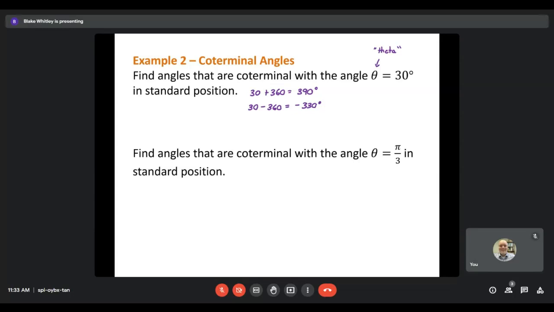And there will be times in the homework where you're asked to find two positive angles that are coterminal, or two negative angles that are coterminal. So just be sure to either add or subtract to find those positive or negative angles.